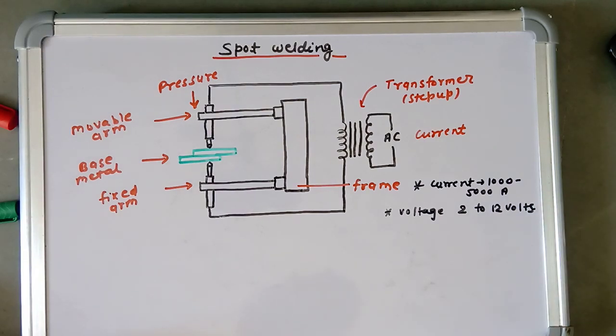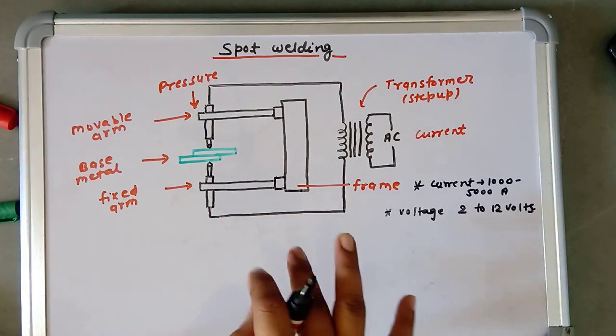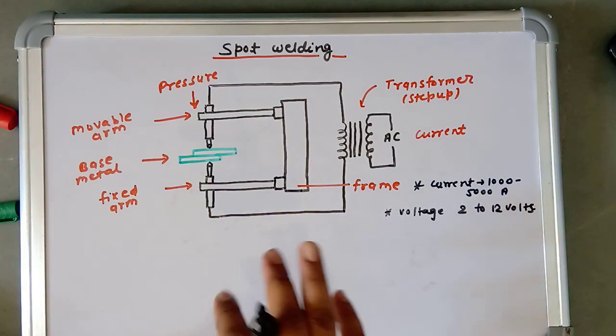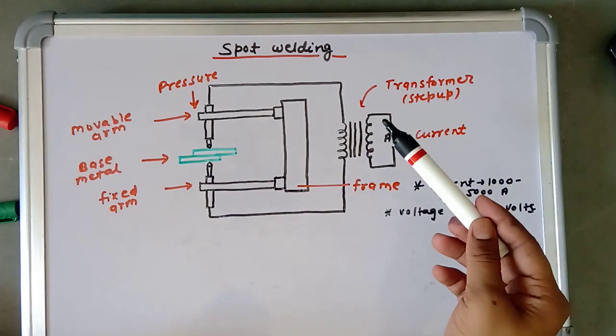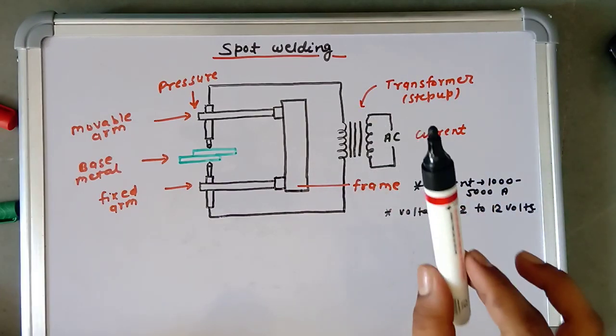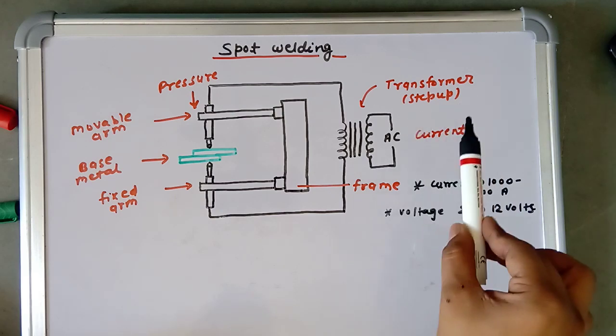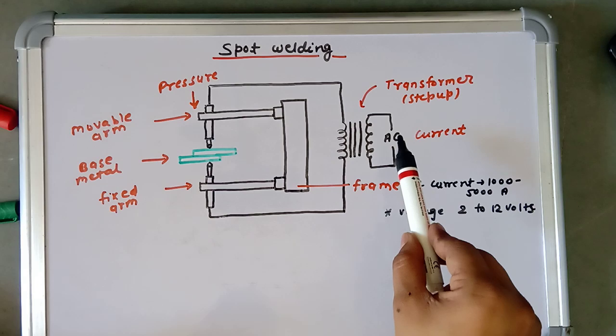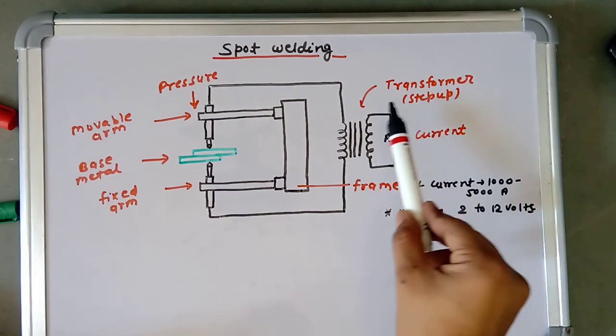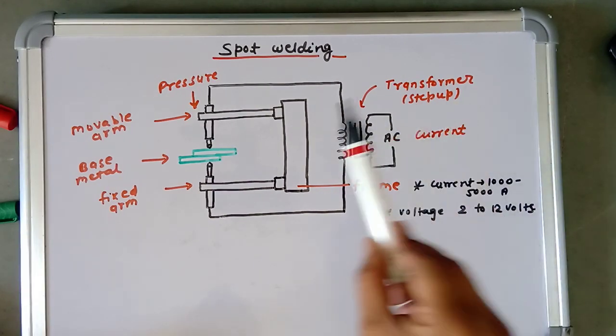Okay, and now we will discuss its working principle of the spot welding. In this welding process, first of all the high voltage current is provided by the step up transformer, which converts the AC current.